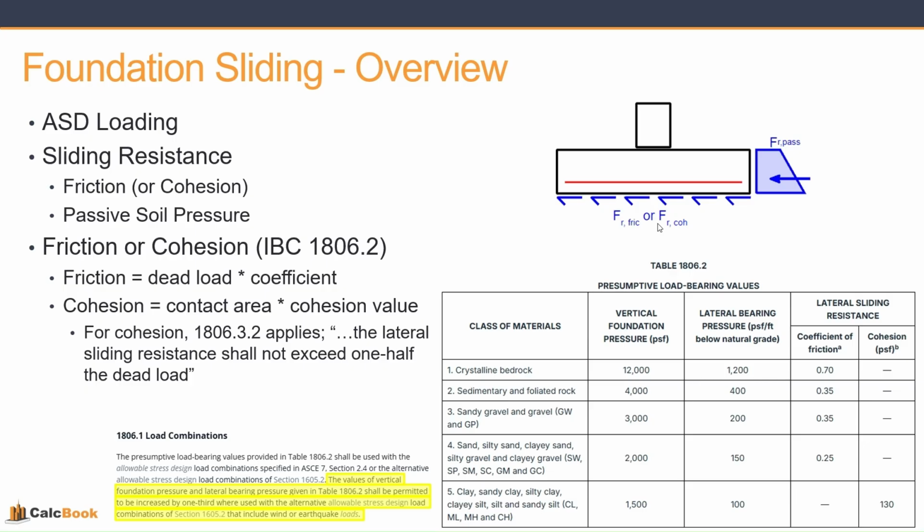Now there is one catch here. For cohesion under 1806.3.2, the lateral sliding resistance shall not exceed 1/2 of the dead load. So when you're using cohesion, you just need to make sure to include that check as part of your sliding resistance. And the last thing that we'll note here is in 1806.1, they do allow you a 1/3 increase over the values provided in this table for loads that include wind or earthquake.